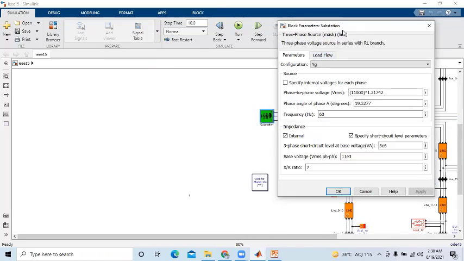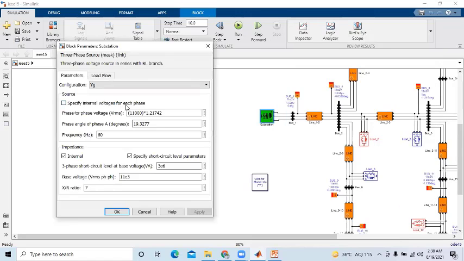If you look at this substation mask, the parameters are given as star grounded, generating a source of 11 kV and a phase angle of 19.3277 degrees. The frequency is 60 Hertz, and the 3-phase short circuit level at the base voltage is taken as 3 MVA, 3 megavolt amperes. This 3E6 means e to the power 6, which means 10 to the power 6.